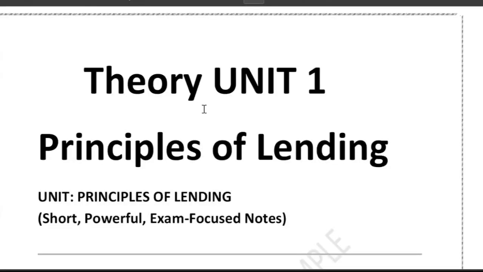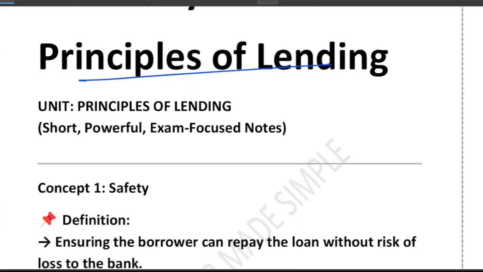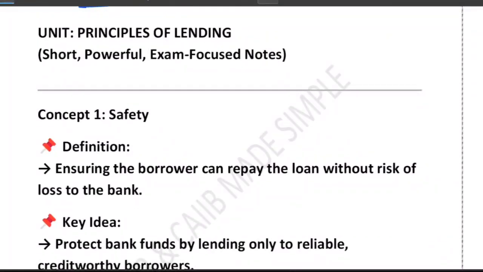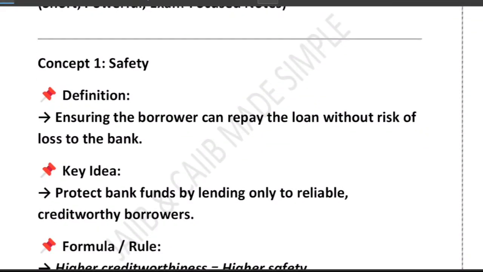So today we are going to discuss our CCP unit number 1 and the chapter name is Principles of Lending. This is the very basic chapter and it will help you understand the things that we keep in mind while lending. So let's get started with our first concept, which is regarding safety.